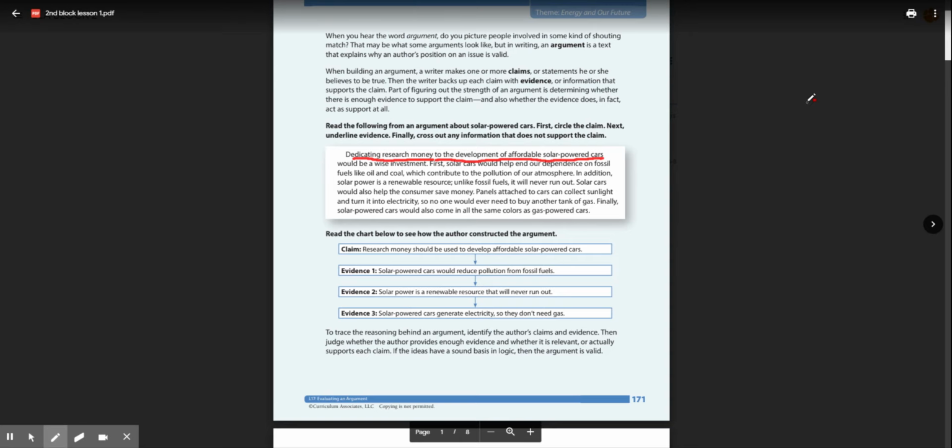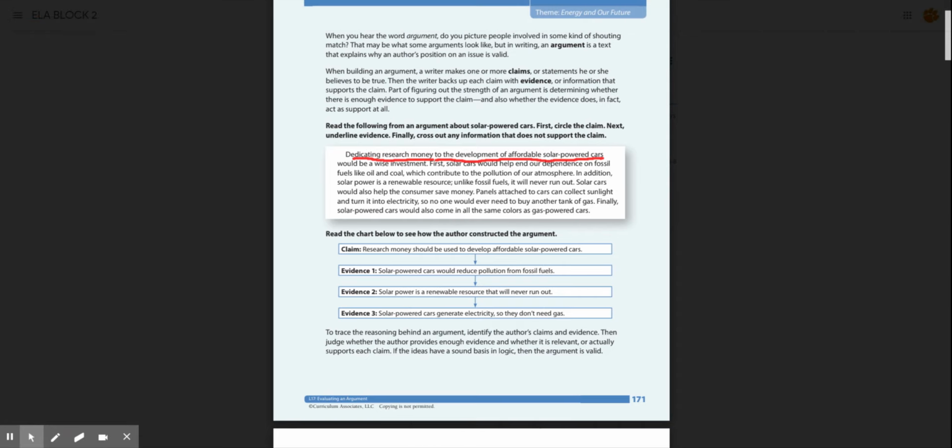All right, why? First, solar cars would help end our dependence on fossil fuels like oil and coal, which contribute to the pollution of our atmosphere. Okay, so that's our first evidence. We wouldn't have to use fossil fuels anymore, and fossil fuels pollute the atmosphere. In addition, solar power is a renewable resource. Unlike fossil fuels, it will never run out. Okay, the sun is always there. Fossil fuels one day will not always be there. So they don't run out. That's the second piece of evidence.